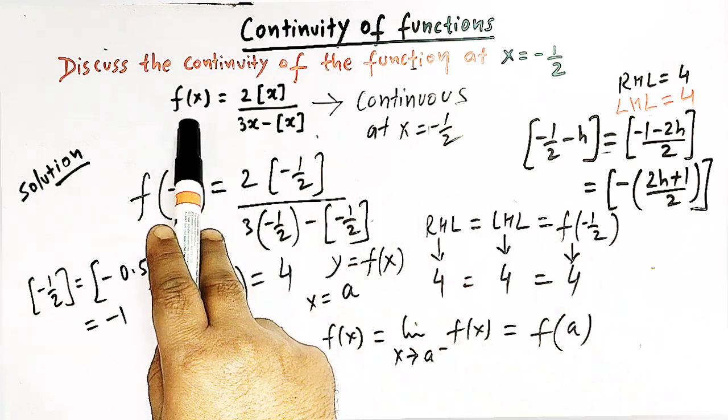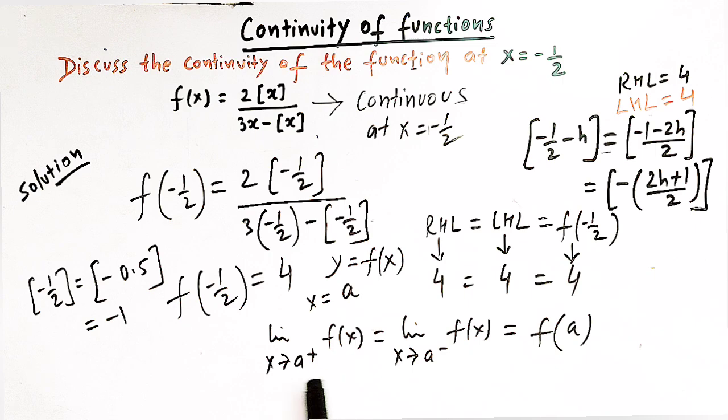So this function f of x satisfies the definition of continuity of function, which says that a function is said to be continuous at some point, say x is equal to a, belonging to the domain of the function f of x, if the right hand limit is equal to the left hand limit is equal to the value of the function at the given point.